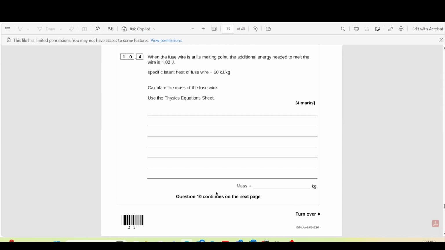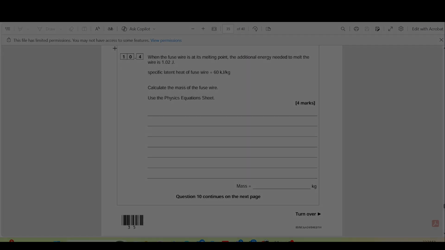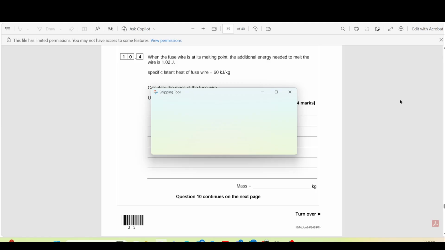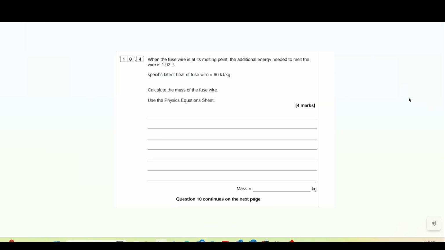When the fuse wire is at its melting point, the additional energy needed to melt the wire is 1.02 J. The specific latent heat of the fuse wire is 60 kilojoules per kilogram. Calculate the mass of the fuse wire. Use the physics equation sheet. We need mass, we are given energy, and specific latent heat.